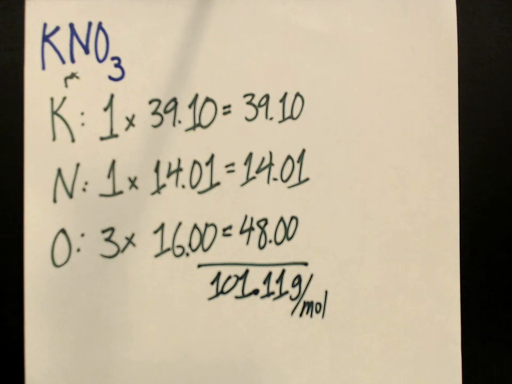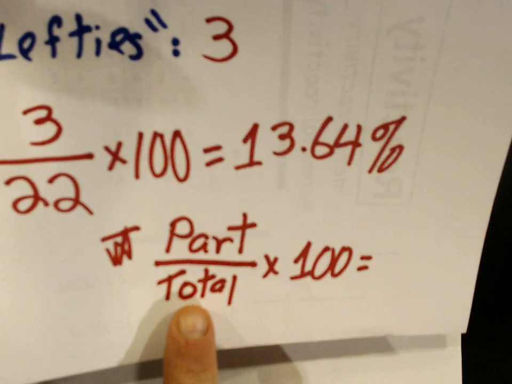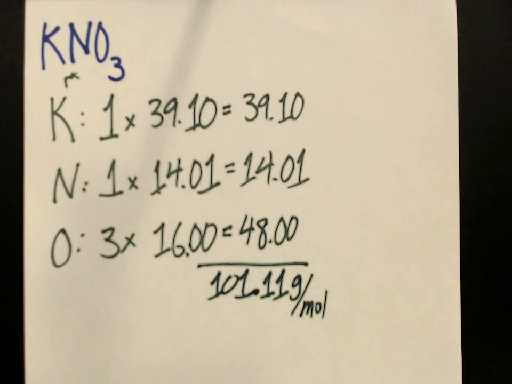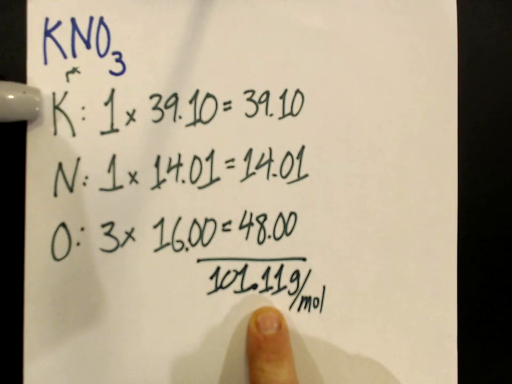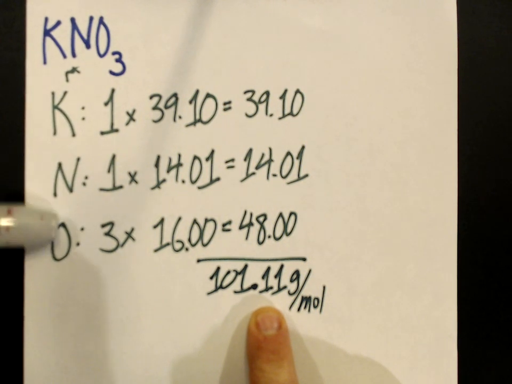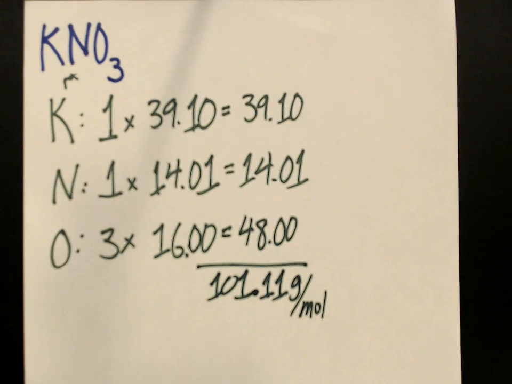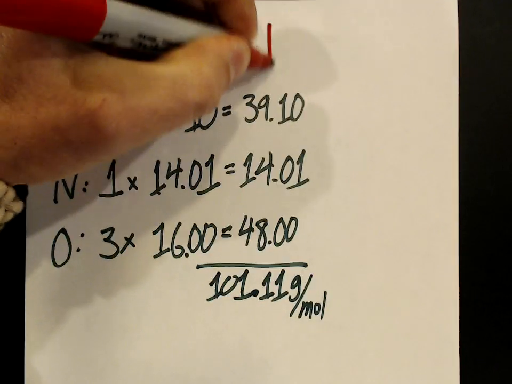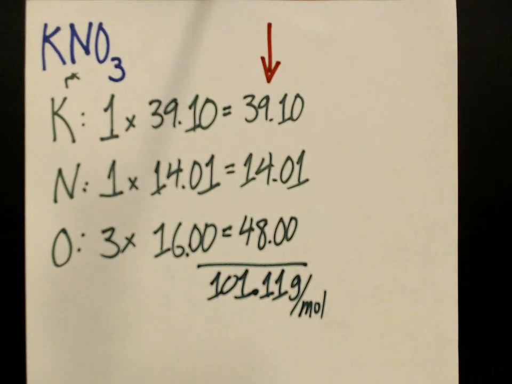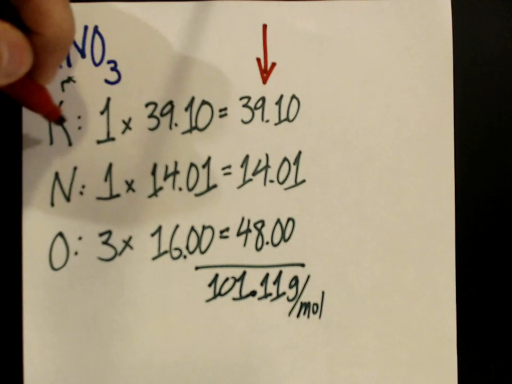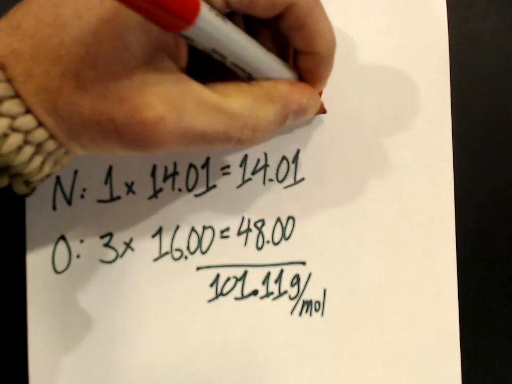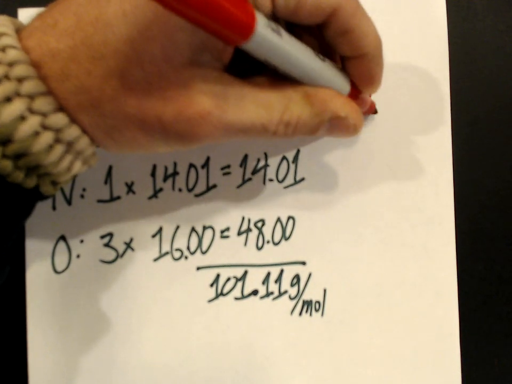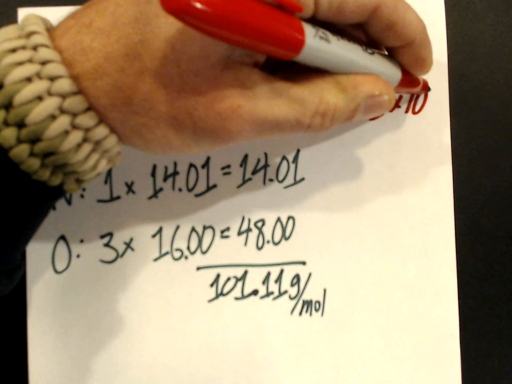And how do we calculate that? Well, pretty much the same way we did in the previous example, using this equation, the part divided by the total times 100. Down here at the bottom, that is the total mass of this compound. So for each element, we'll divide the total mass of each element by that number and multiply it by 100. And this column of numbers right here are the total masses of each element in this compound. So there's one atom of potassium weighing that much. I'm going to divide that by 101.11, and I'm going to multiply it by 100.